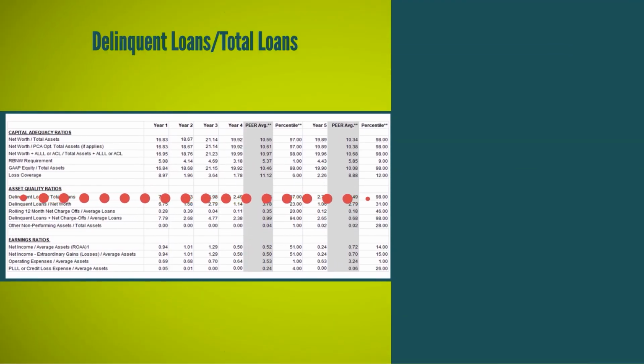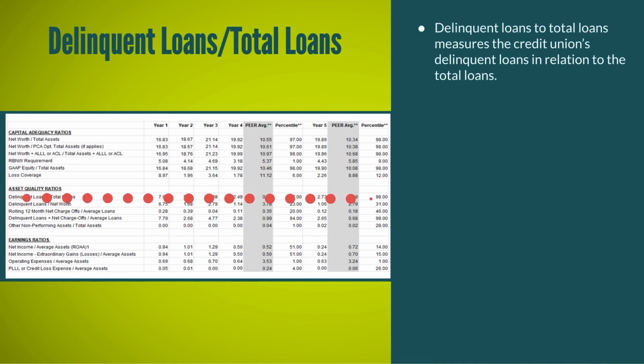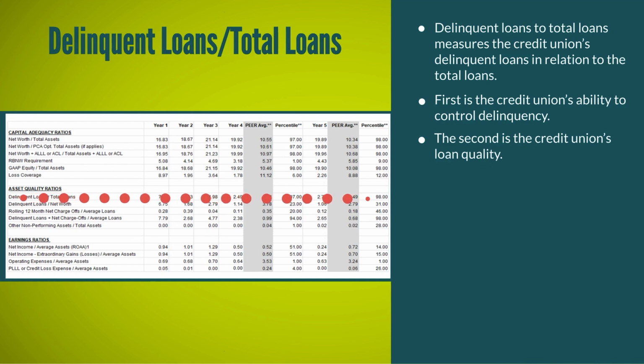The next important ratio is delinquent loans to total loans, which, as the name indicates, measures the credit union's delinquent loans in relation to the total loans. This is an indication of the institution's asset quality and can be an indicator of future loan losses. If the ratio is higher or is trending higher, it can indicate two things. First is the credit union's ability to control delinquency, and the second is the credit union's loan quality.